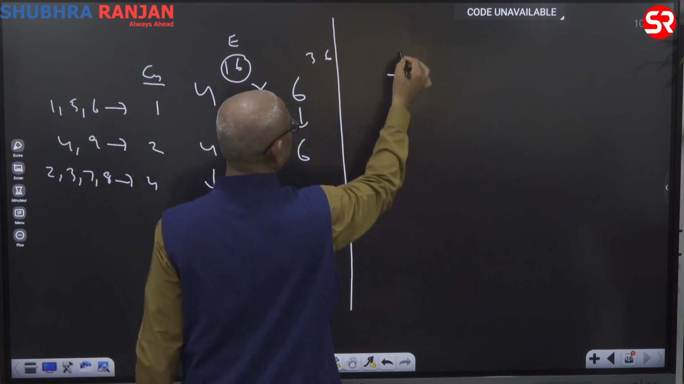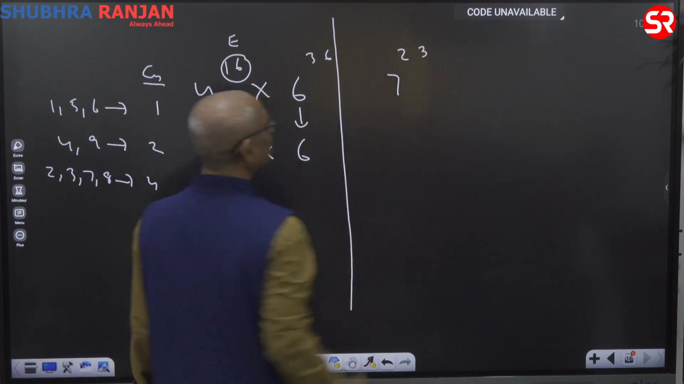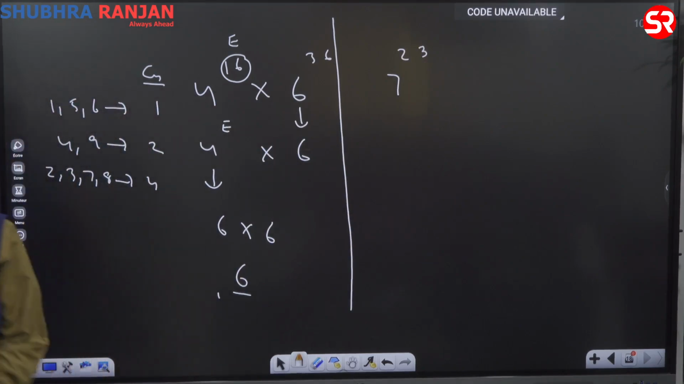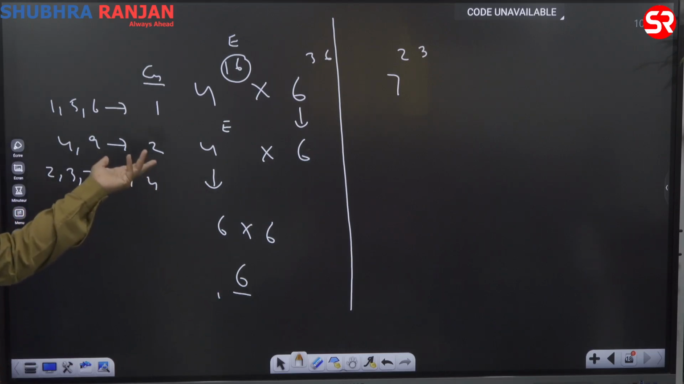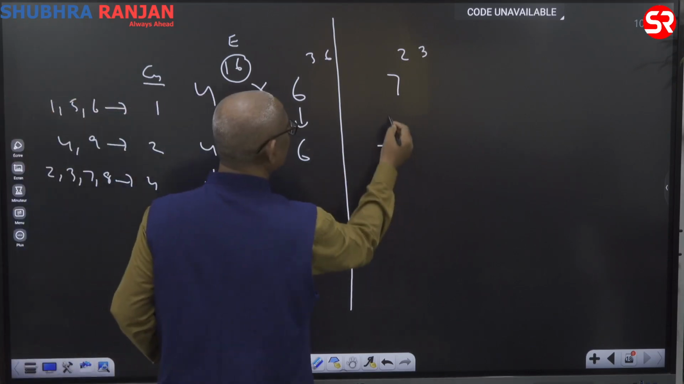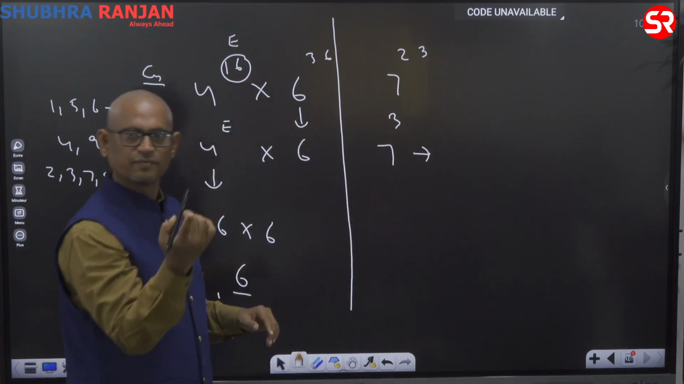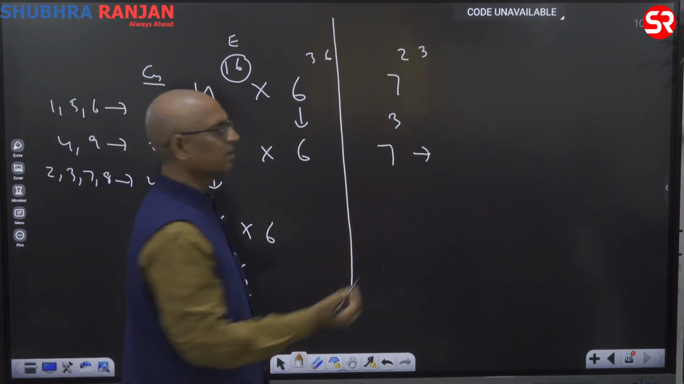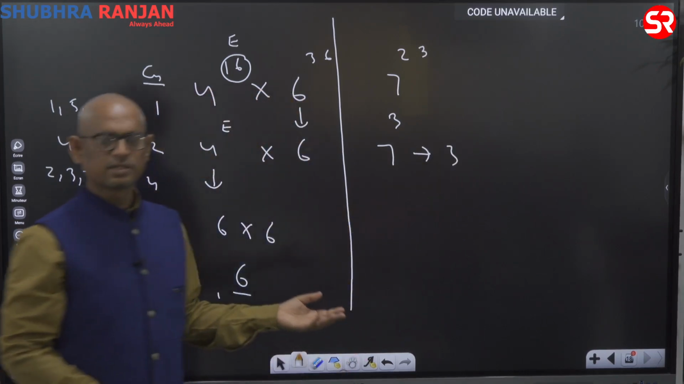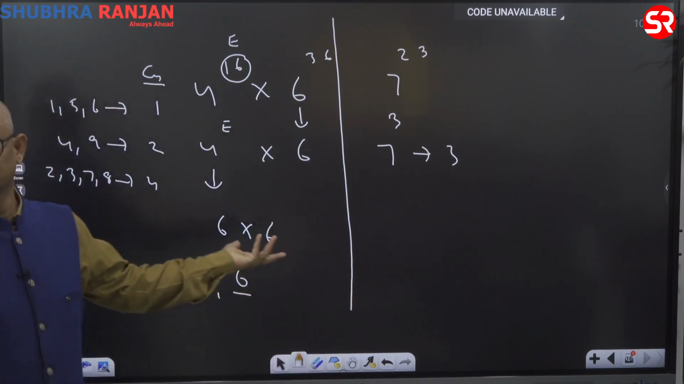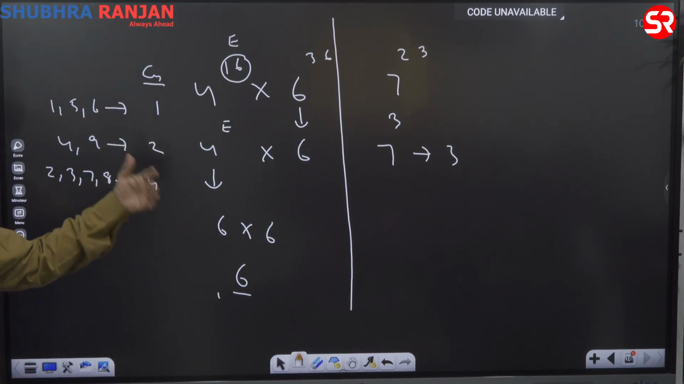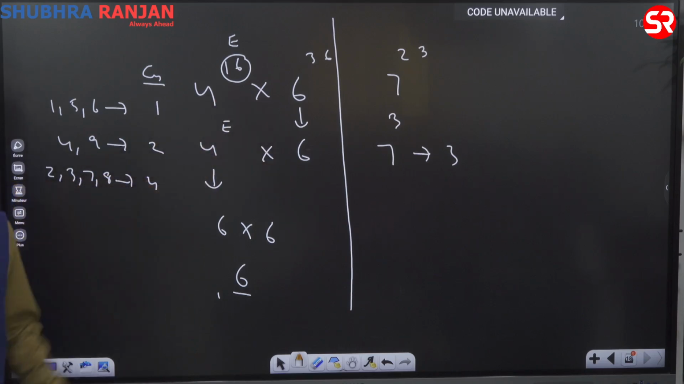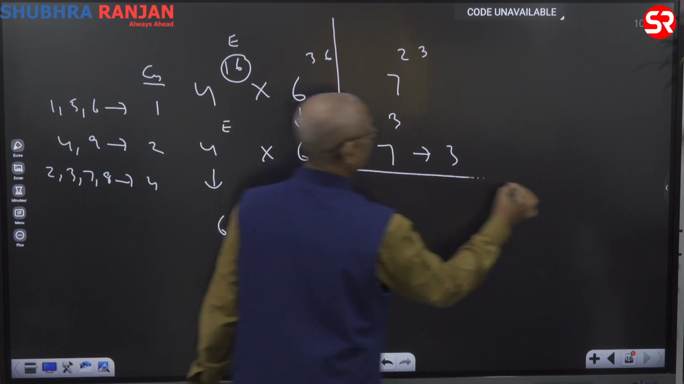7 power 23. What is the cyclicity for 7? So how many you have to remove among 23? 20, because 4 fives are 20. The remainder is 3. What does 3 mean? You have to get the linked number of 7. So answer is 3. Otherwise you know 7 cube is 343. We know the cubes, that's okay. But even if you don't remember the cubes, what is the linked number for 7? 3. Got it? Next question.